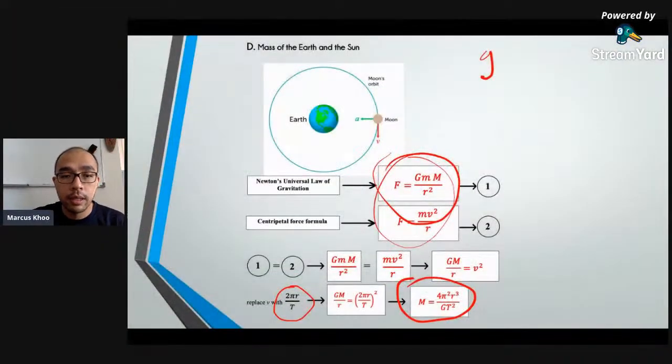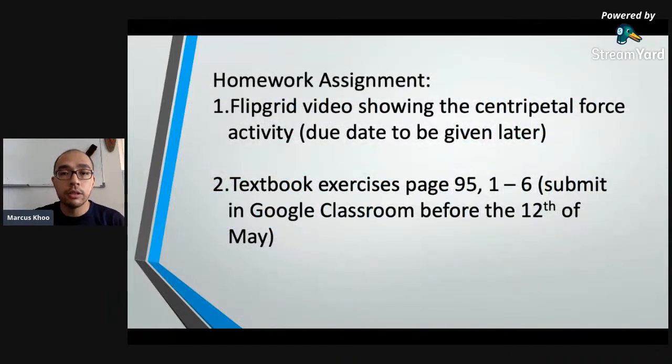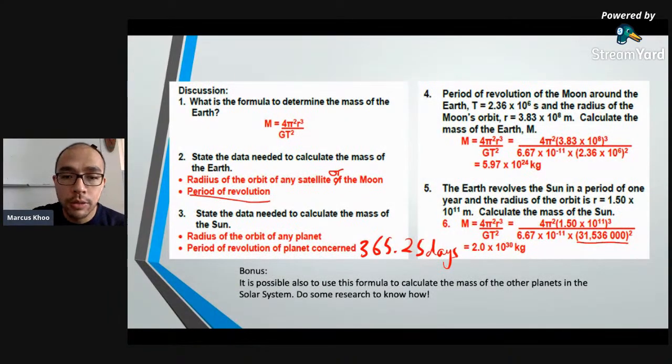Are we done? So this thing is a bonus now. If you want to know how to calculate the mass of the other planets in the solar system, you can always find out more. But if this is already a lot, that's fine.